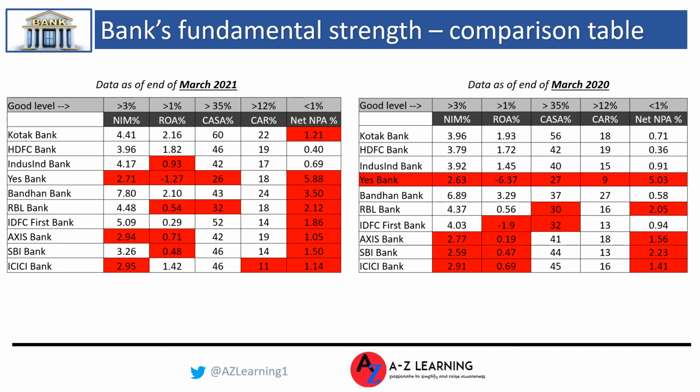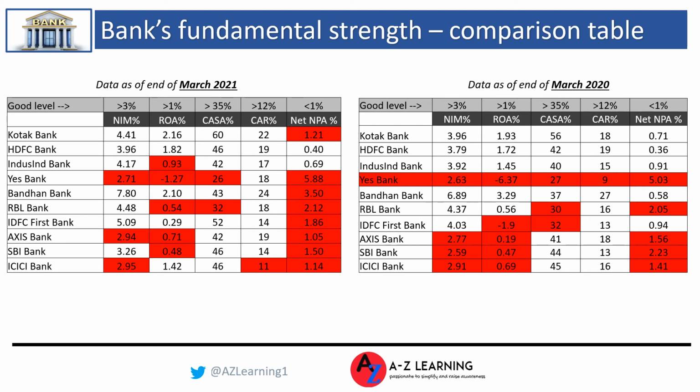IDFC First Bank, very, very strong across all the measures, but they are looking weak on return on asset of less than 1%, and they're also looking weak on net NPA, which is 1.86.